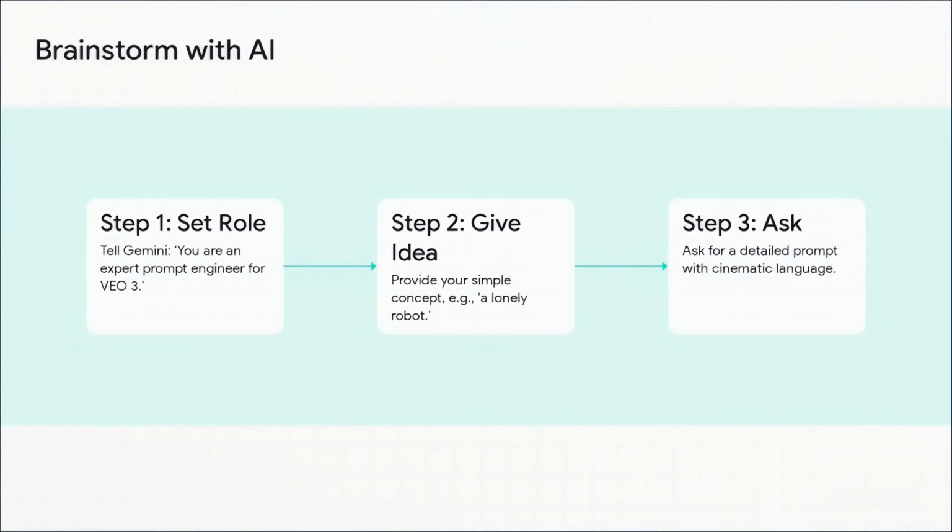First, you set the context. Give Gemini a role, like "you are an expert prompt engineer for VEO 3." Second, you provide your basic concept, something as simple as a lonely robot. Finally, you just ask it to expand that idea into a detailed narrative-style prompt using all that cinematic language. It's really like having a creative partner on demand.